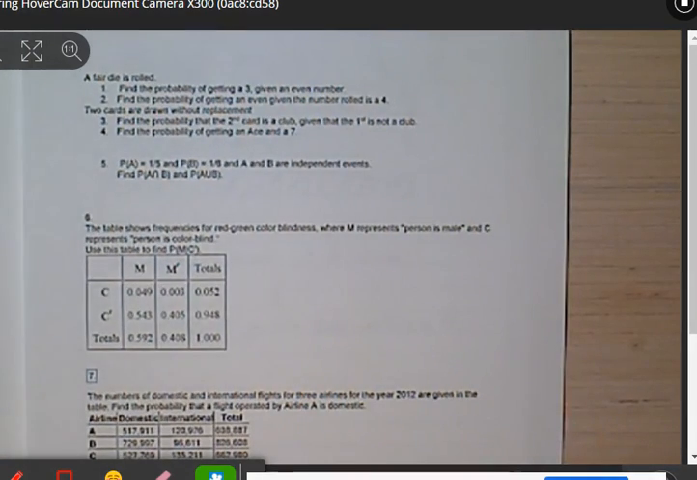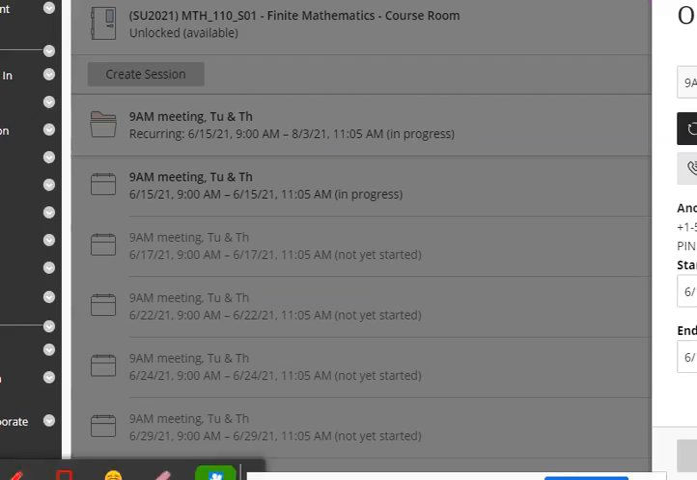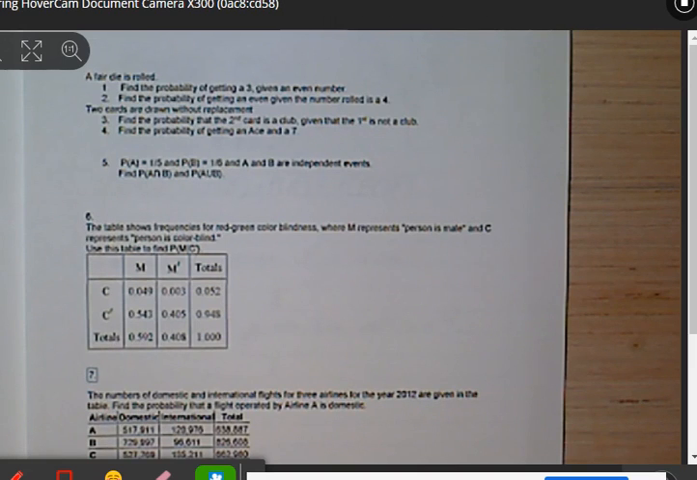But if you want to look at this one, if you want to pull this up, it's on Blackboard. It should be under your course content. It should be the notes there for that part.